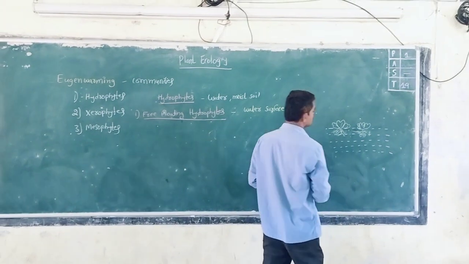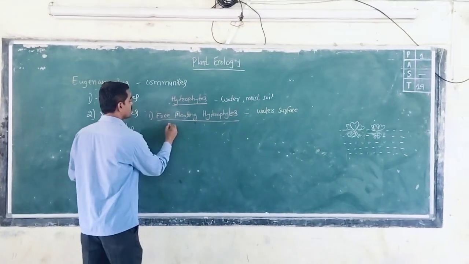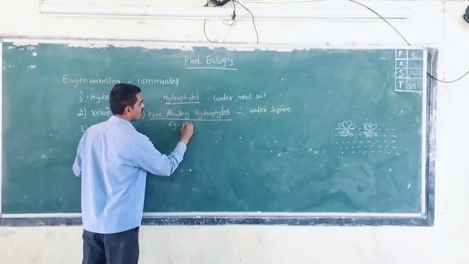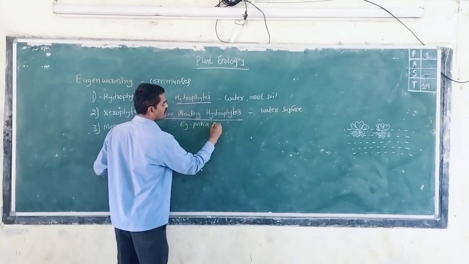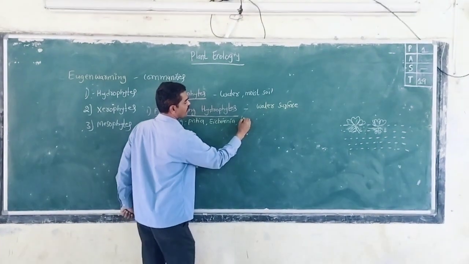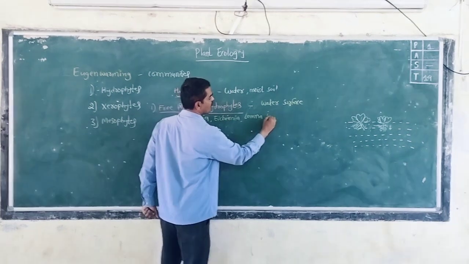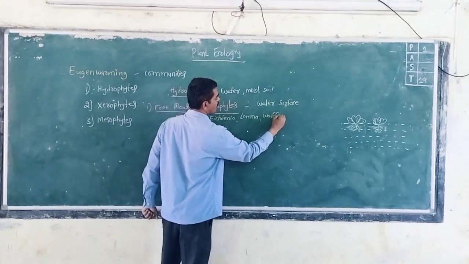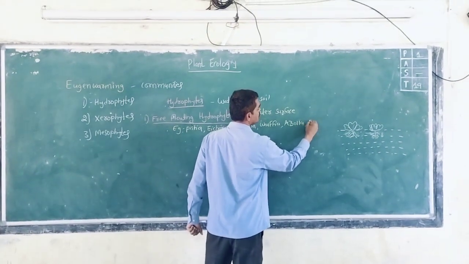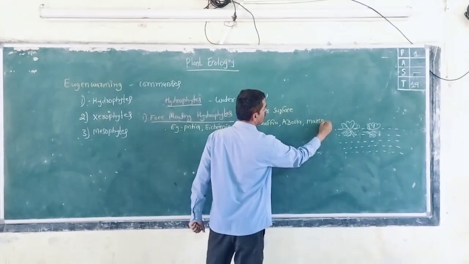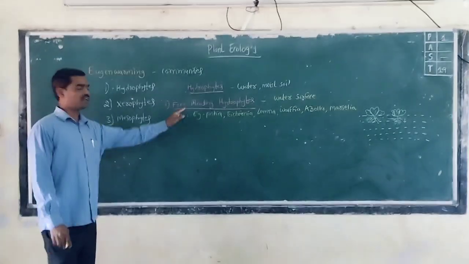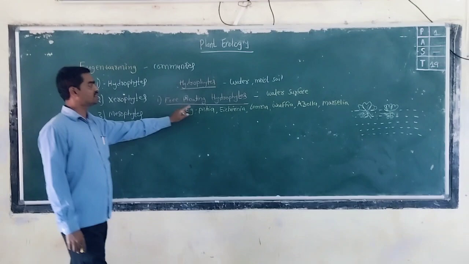For example, this is Pistia. Examples: Pistia, Eichhornia, Lemna, Wolffia, Azolla, Marsilea. So these are all free floating hydrophytes.